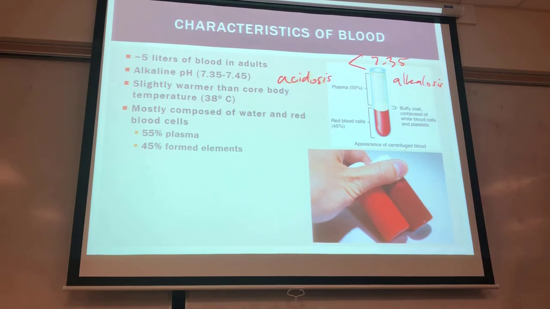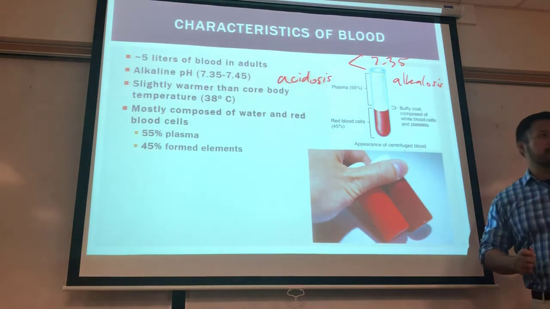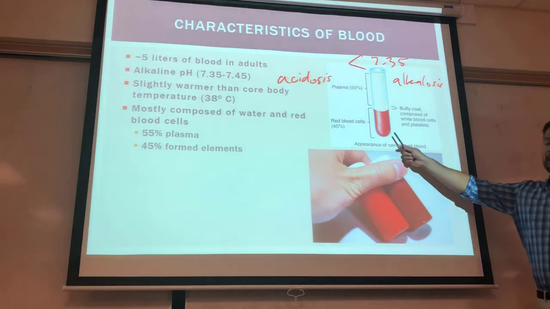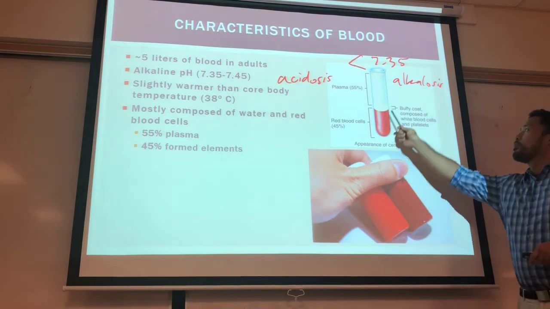If we were to measure the temperature of the blood, blood has a tendency to be a little bit warmer. So if our core body temperature is about 37 degrees Celsius, our blood is at about 38 degrees Celsius. Don't know exactly why, but that's just a phenomenon that takes place. If you were to take a look at the composition of blood, we can measure it by what we call centrifuging, which is the process of spinning the blood, in which the heavier sediment sinks to the bottom and the lighter portions of the blood will float.